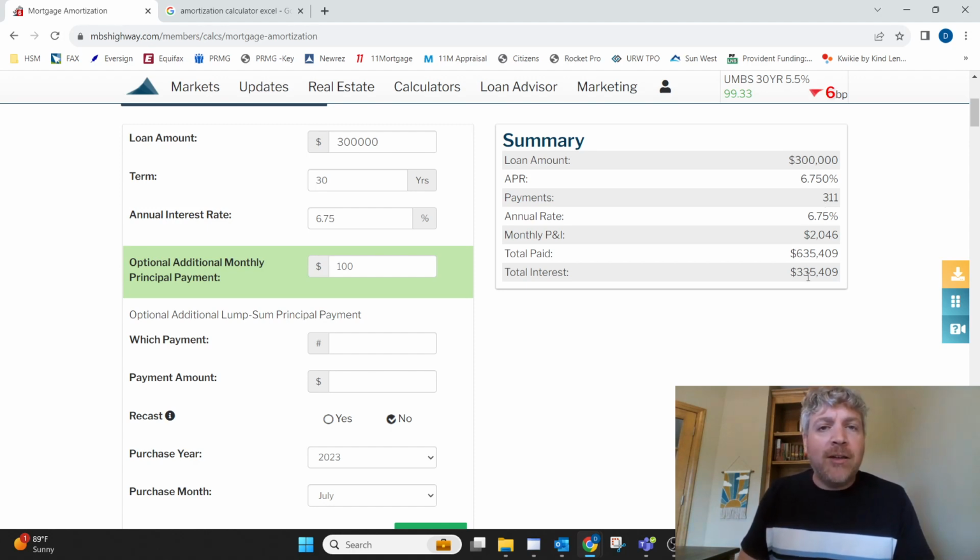And remember, we were just seeing that you paid over $400,000 in interest without making any additional payments. Now, with paying the extra $100 per month, you're saving just over $65,000 over the life of your loan in interest. So it is very powerful to prepay.